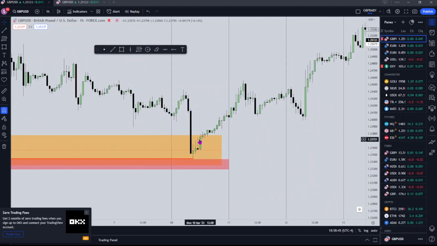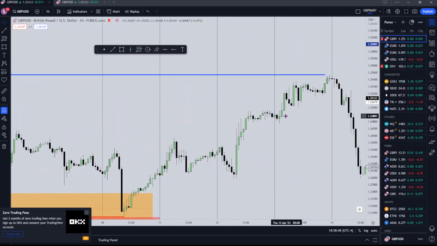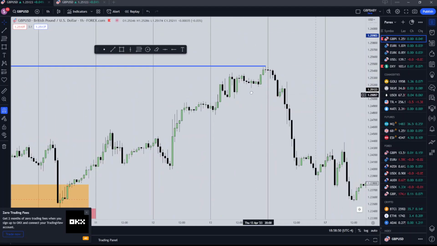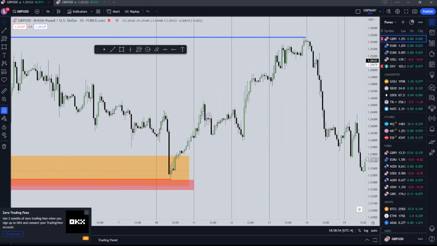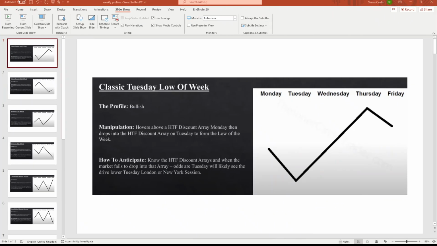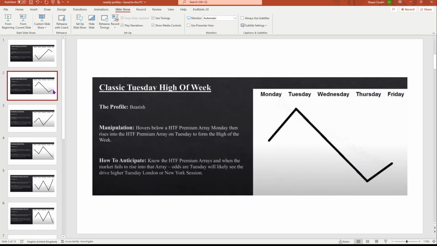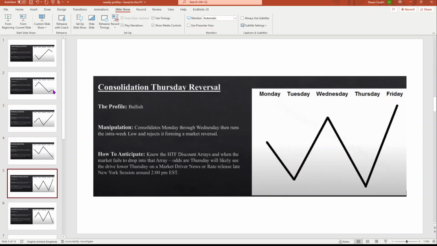And then we moved higher on Tuesday, Wednesday, creating the high of the week on Thursday, and then we fell off into Friday. So I'm going to go to the weekly profiles, and we're going to look at what weekly profile actually matches this. It does look like it's the classic Tuesday low of the week. Now obviously classic Tuesday low of the week would mean that that previous page should show Tuesday making the high, but we'll look at the others, see if we can find any highs made on Monday.